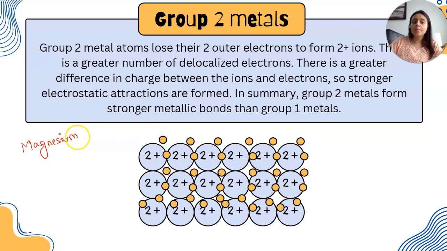So the atomic number of magnesium is 12. How are you going to write the electronic configuration of magnesium? It will go like 2, 8 and 2. You can see this 2, which is present, is regarded as the valence electron and also considered as the delocalized electron. What will this 2 do?